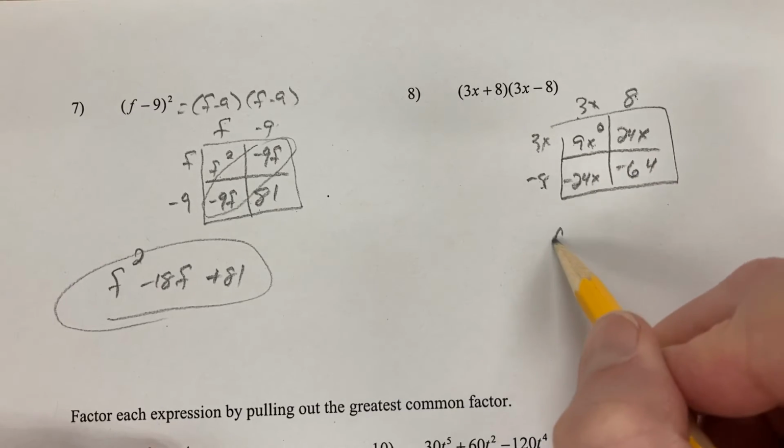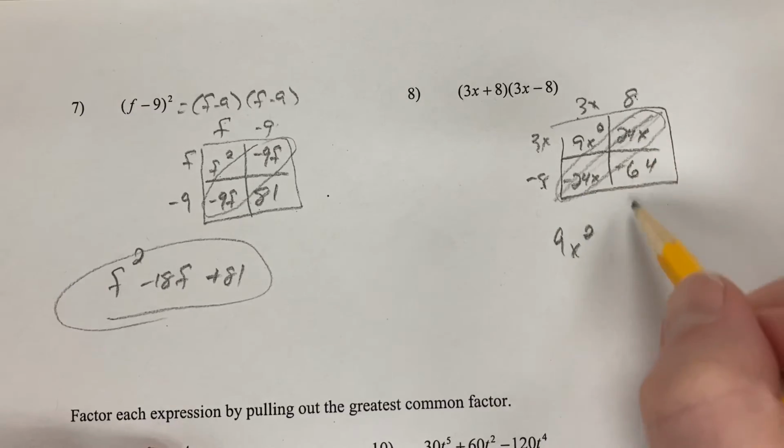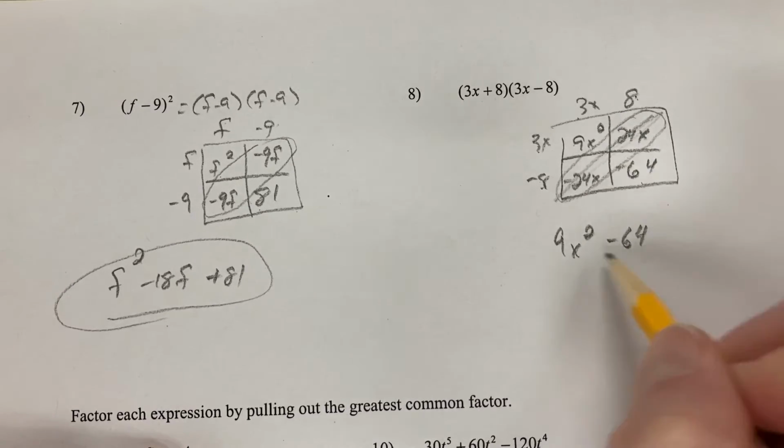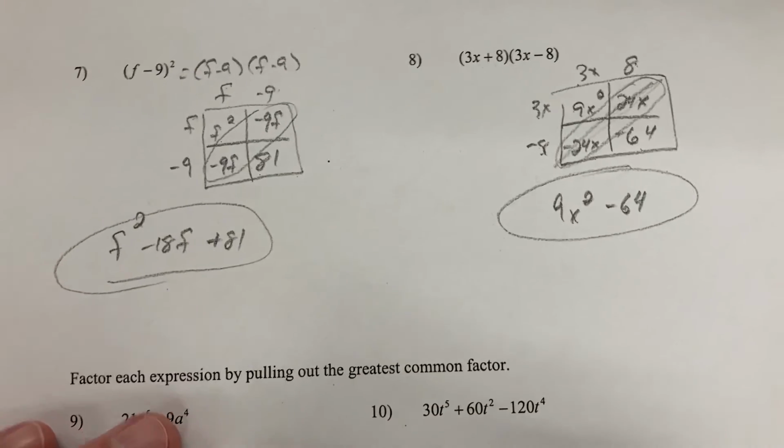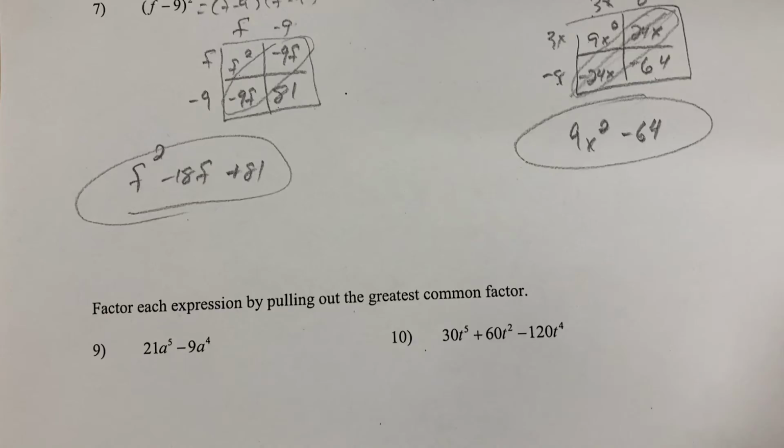So we've got the 9x squared. 24x minus 24x, that's 0. That goes away. And then we have this minus 64. So if you just follow it, just be careful as you multiply, but that shouldn't be too bad.